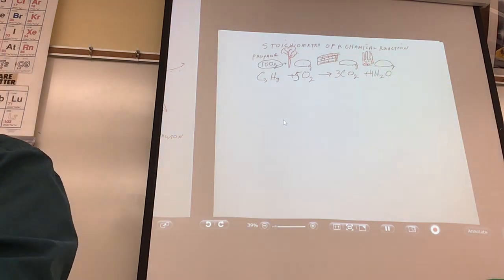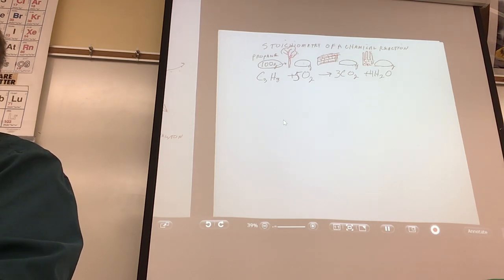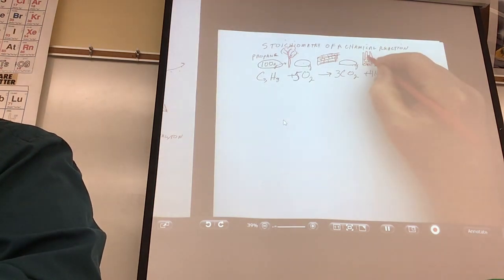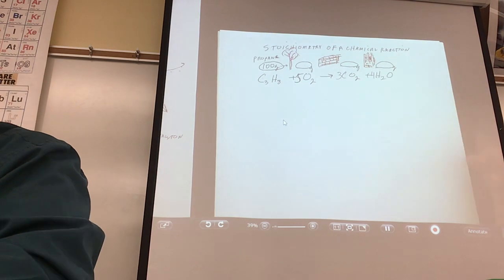Now, first of all, you say to yourself, this is weird. This is pretty weird. I've never seen in a chemistry book where they draw a tree or a brick wall or a city. I don't understand what you're doing here.